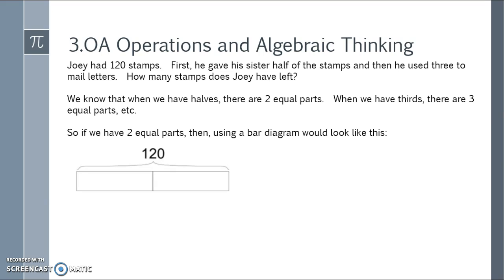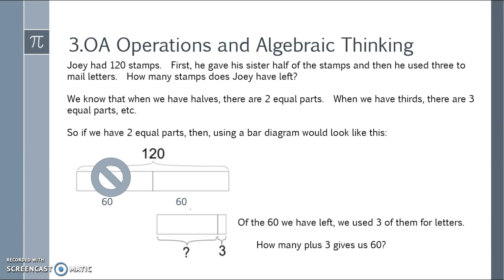So if we have 2 equal parts and using a bar diagram, we have 120 stamps altogether. Then splitting that into 2 equal parts, we'd have 60 on one side and 60 on the other. We know that we give half of our stamps away, so we need to ignore half of them, leaving us with 60 stamps left. Of the 60 we have left, we used 3 of them for letters. So how many plus 3 gives us 60?